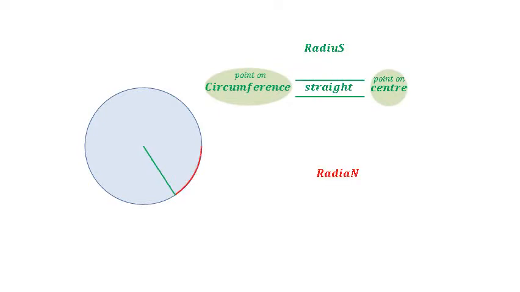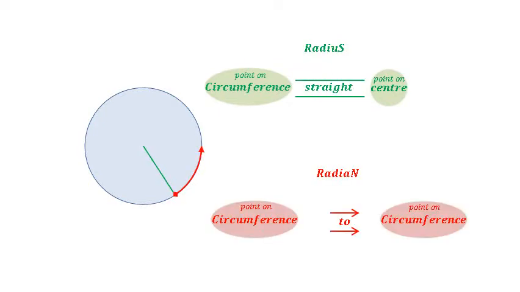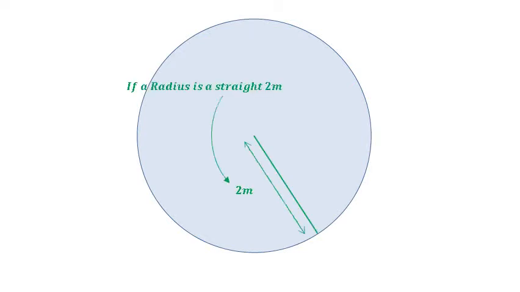A radian goes from a point on the circumference to another point on the circumference, either counterclockwise or clockwise, and it's always a curved line. So if you have a circle that has a radius of 2 meters, well then you have a circle that has a radian of 2 meters.